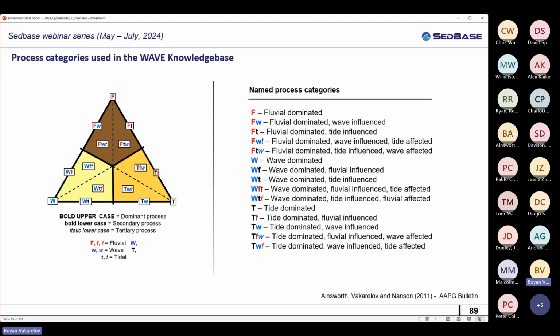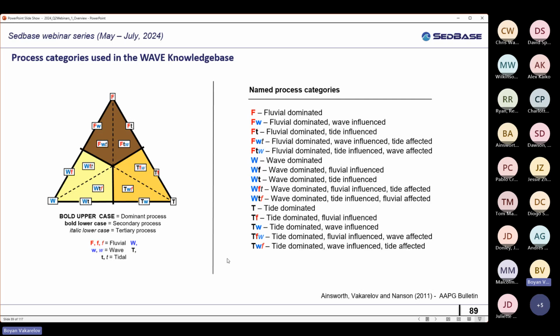So in the database, let us make sure that every time we refer to a process, we are specific about what it is. So when we call something an F, this stands for fluvial dominated, but this is also telling us that there are no waves or tides as part of this system. When we call something TFW, we are saying that this is a tide dominated system, which is also affected by fluvial and which is also affected by wave, in that order. So we have these 15 process categories.